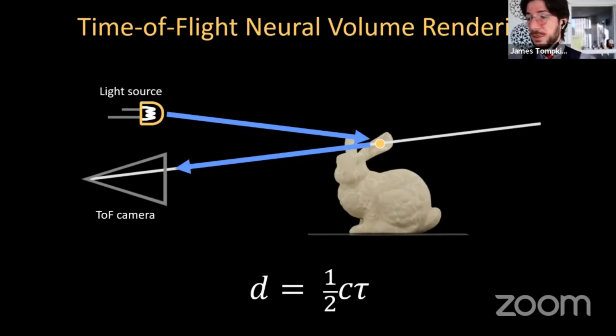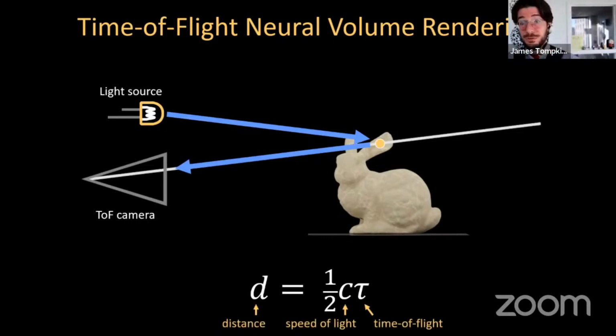And the job of the camera then is to run a clock, to say, how long did it take for that light to return to the camera? Because if I know how long it took, the time of flight tau, and I know how fast light travels, that's the speed of light, I know that it must have taken twice the time to go into the scene and then out of the scene, assuming for convenience that the light is in the same place as the camera. And so then I can compute the distance.